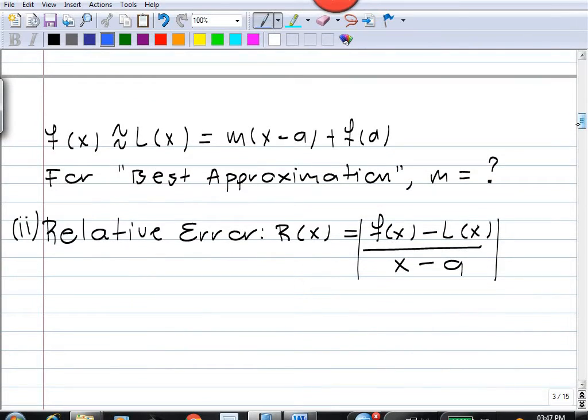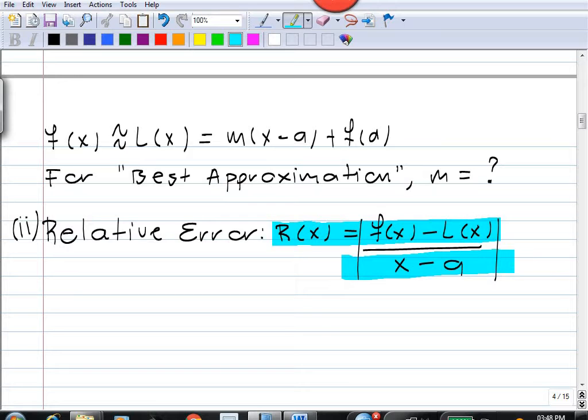Now, remember, our straight line is supposed to be an approximation for f. Now, how do we measure how good this approximation is? This is a relevant question because there are infinitely many straight lines through the point a, f of a, and we need to know which one to pick that will give us the best approximation. Well, for that, we look at the relative error. So what does this tell us? Well, if we look at the different terms here, we've got f of x minus L of x.